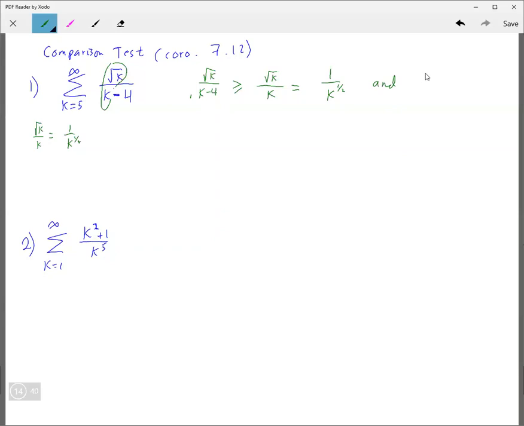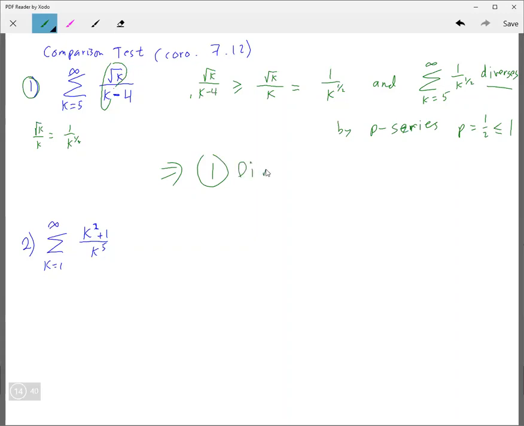And what do we know about this series? It diverges. How do we know that it diverges? It's a P series, and P is 1/2, which is less than or equal to 1. So that means that the first series diverges by comparison test.